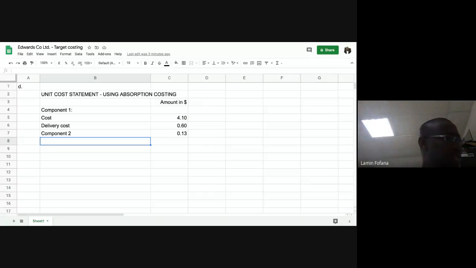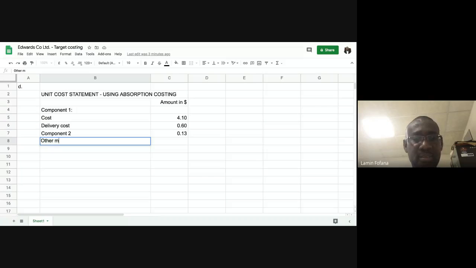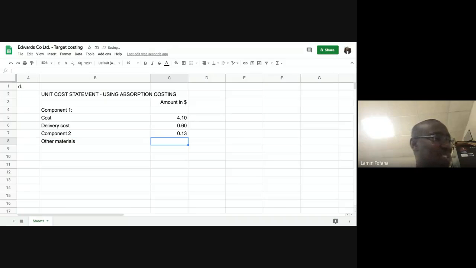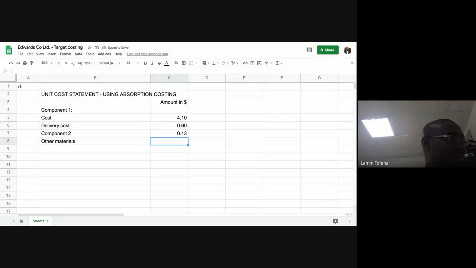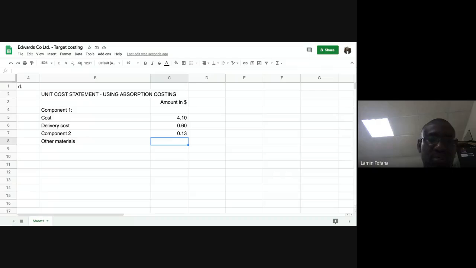So we go to the next one. The next one is the other materials. I think that one we are going to take direct, no? Yes. Okay, other materials. The other materials is given to us on a plate, isn't it? It's 8.10. Okay, 8.1.